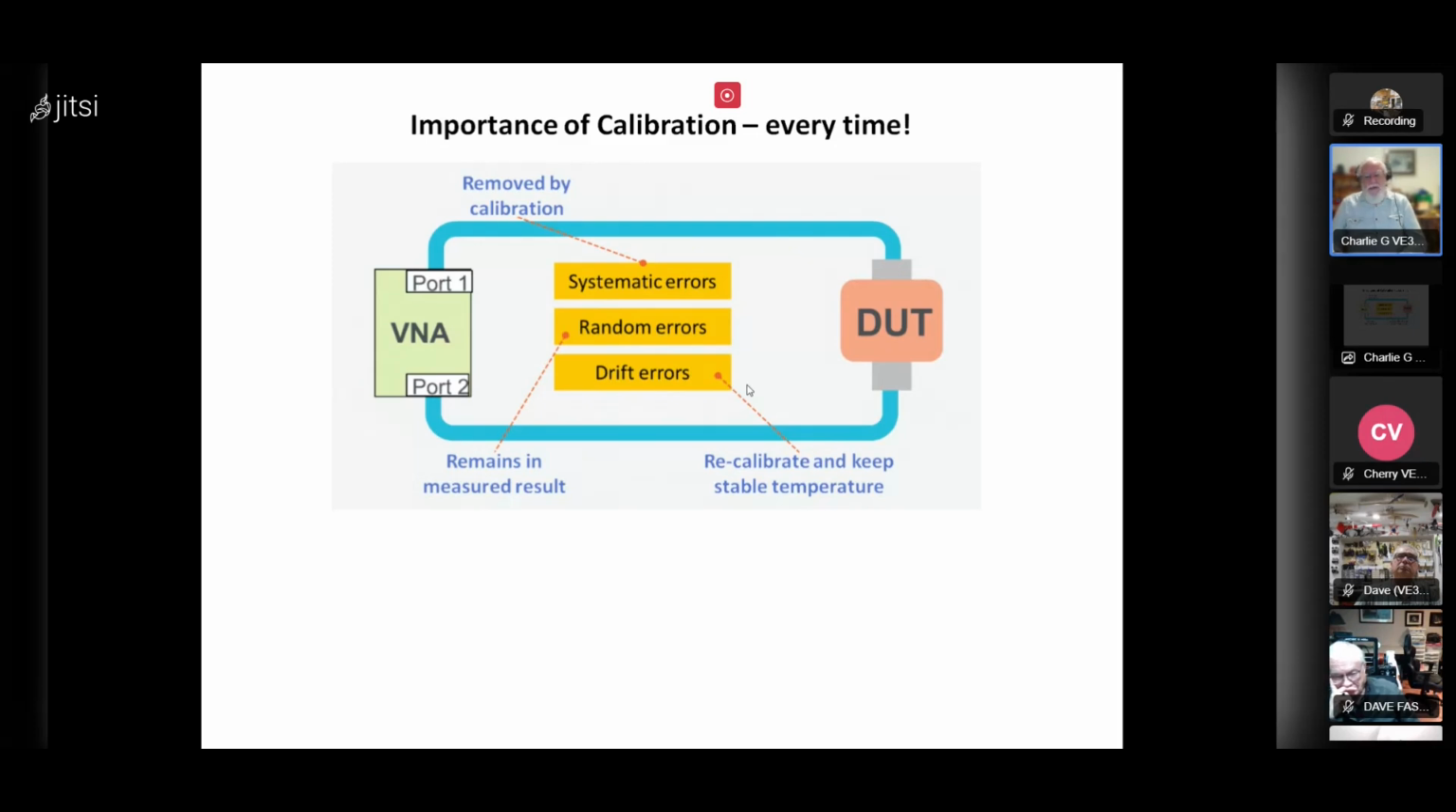So, whether you've got an expensive commercial machine or a low-cost NanoVNA, calibrate every single time you go to do measurements, every time you power up, every time you reconfigure for a different frequency range. Take the time to do a calibration. It seems painful, but it's absolutely worth it.